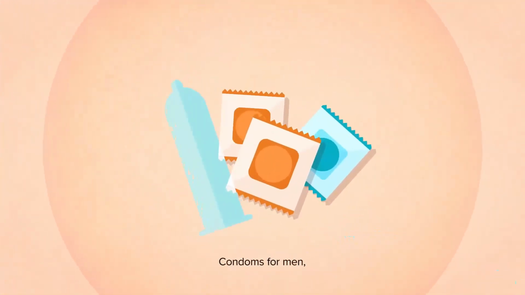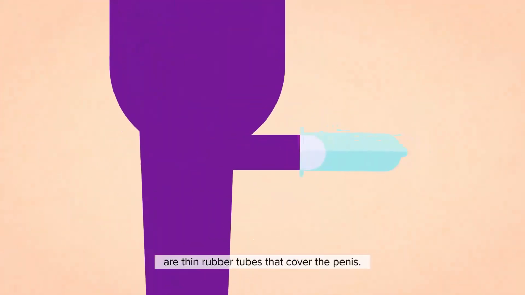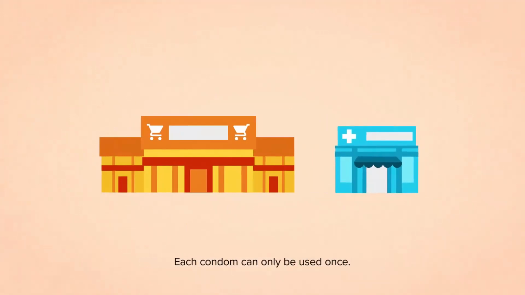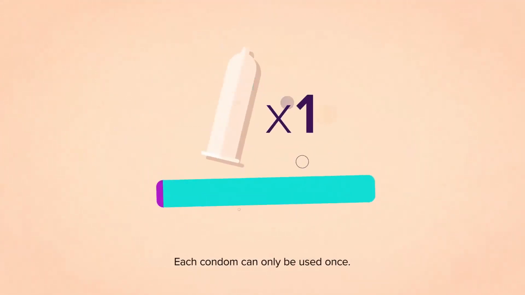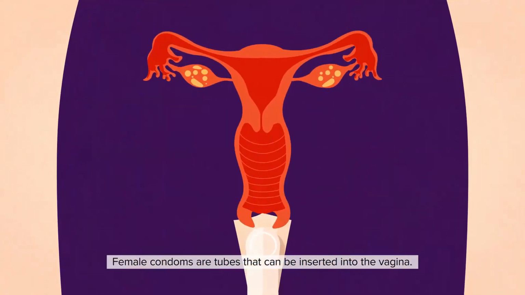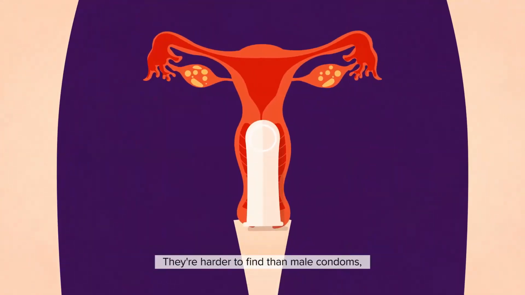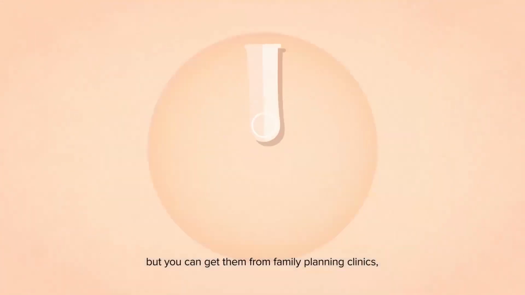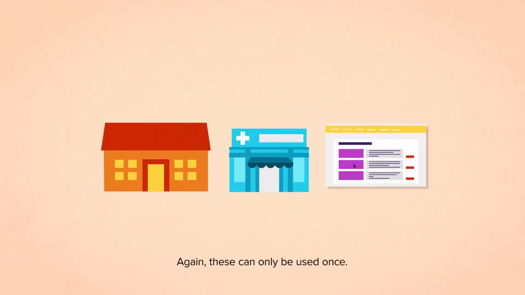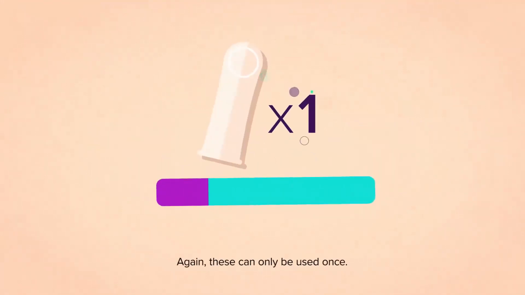Condoms. Condoms for men are thin rubber tubes that cover the penis. You can buy them at supermarkets and pharmacies. Each condom can only be used once. Female condoms are tubes that can be inserted into the vagina. They're harder to find than male condoms, but you can get them from family planning clinics, some pharmacies, and on the internet. Again, these can only be used once.